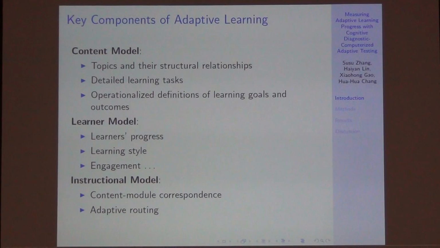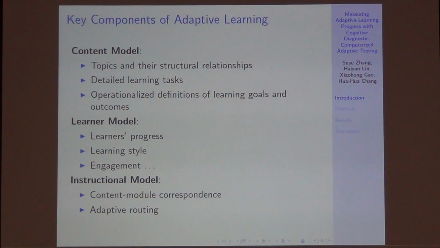Oxman and Wang presented in a white paper several key components of adaptive learning, namely the content model, which contains the information on what are the topics or skills covered in the curriculum and what are their structural relationships, the detailed learning tasks for the student, and also the operationalized definition of the learning goals and the outcomes. And we also have the learner's model, which is essentially our measurement model. It can be the measurement on the learner's progress, how they're doing on the curriculum, or also collateral information on the learner's learning styles or their engagement and other factors that might contribute to their learning outcomes.